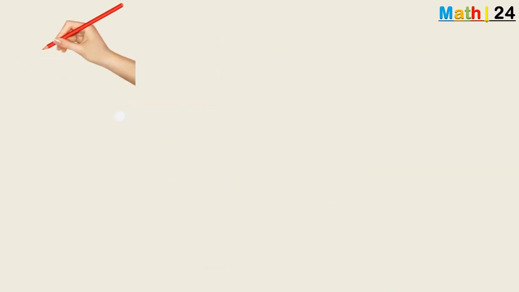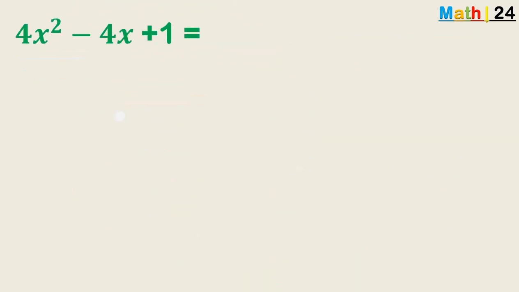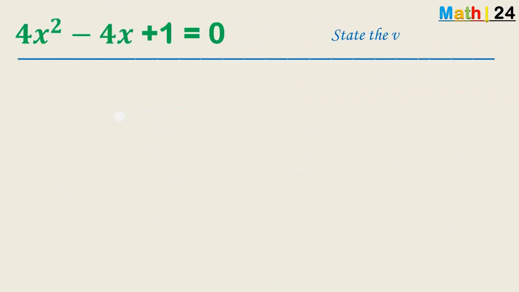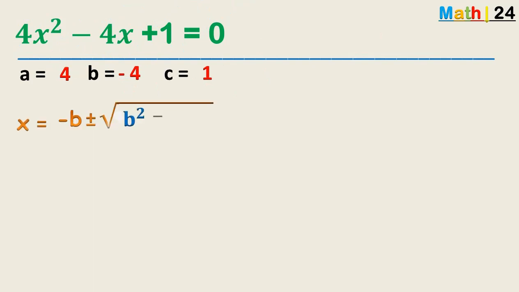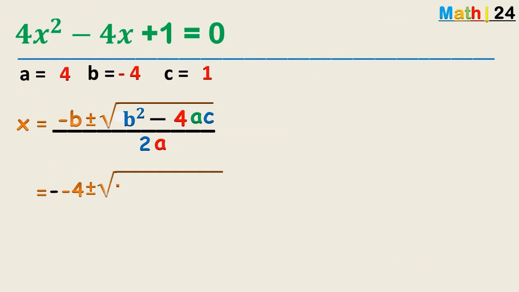Let's take the next example. 4x squared minus 4x plus 1 equals 0. We start by stating the values of a, b, and c. Here a is equal to 4, b equals minus 4, and c equals 1. We state the formula: x equals minus b plus or minus the square root of b squared minus 4ac, all over 2a. We now substitute the values in this equation to have minus 4 plus or minus the square root of minus 4 all squared minus 4 times 4 times 1, all that over 2 times 4.